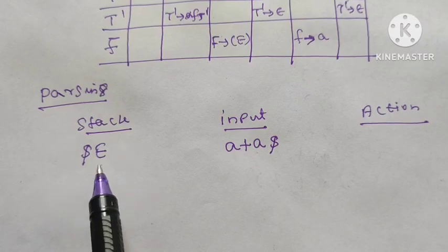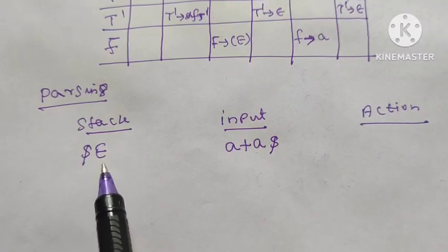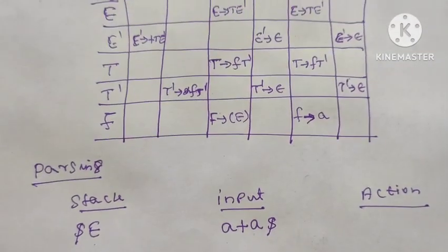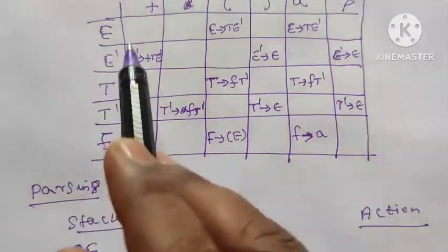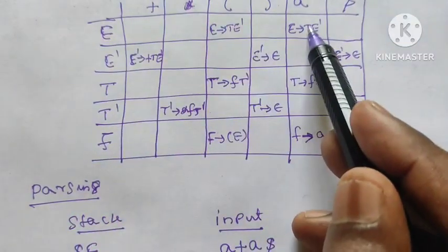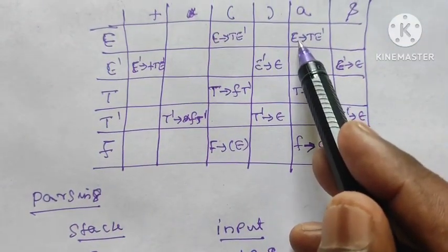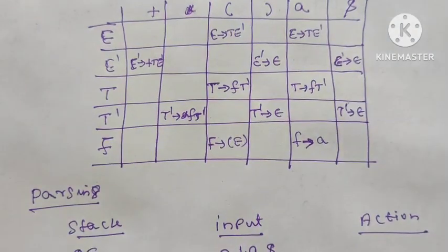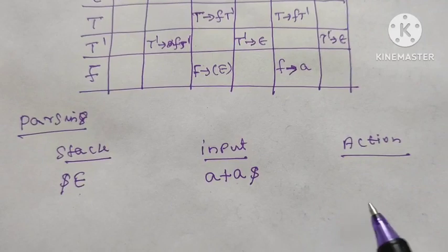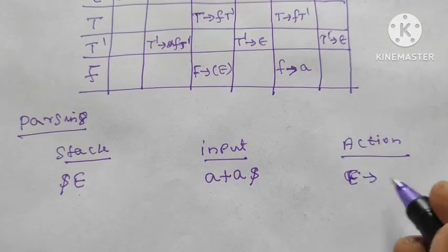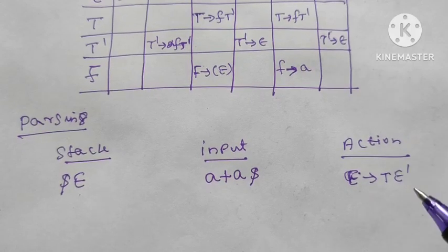When you see, E is on the left side and A is on the right side. Now go to the parsing table and see the respective entry for that. E on the left side and A on the right side meet at E tends to T E dash. So the action is E tends to T E dash.